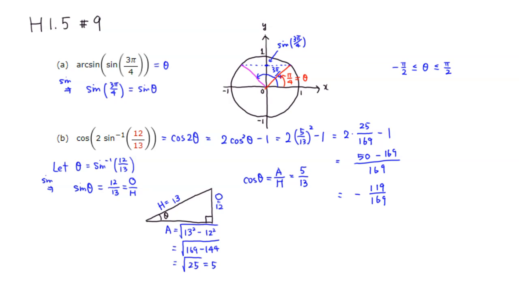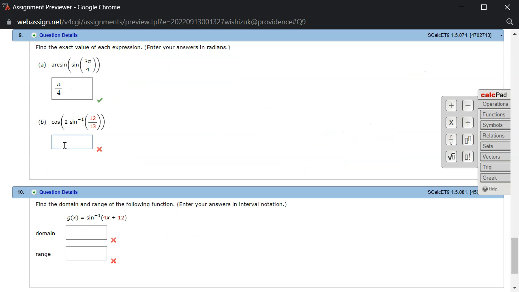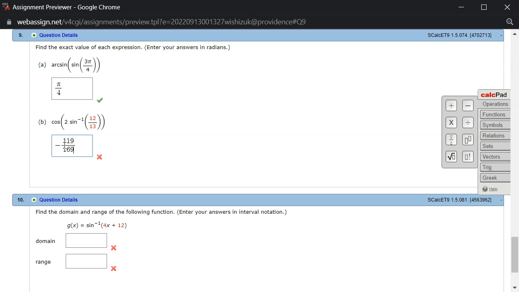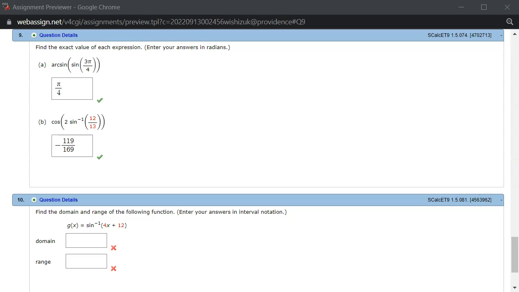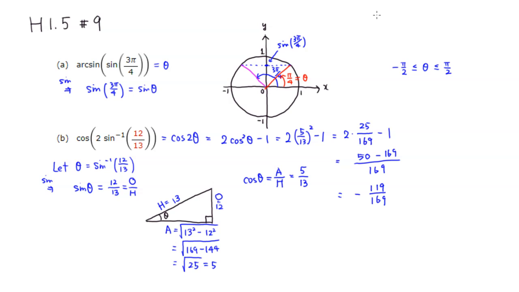Let's type it in. So 119 over 169 with the negative sign. We have negative 119 over 169. Let's check the answer. It came back and looks like we got both of these correctly. That's it. I hope that this was clear.